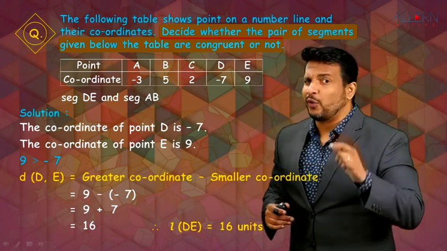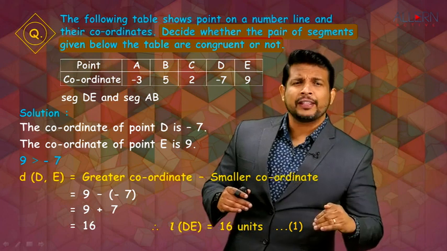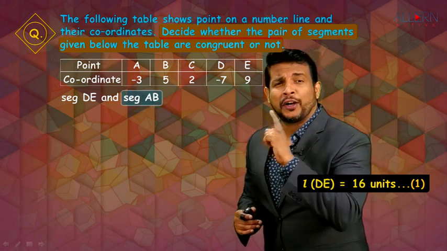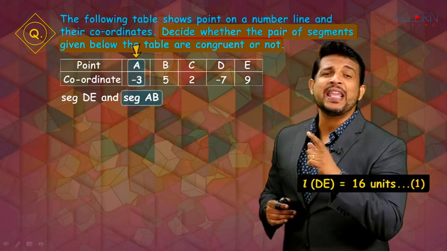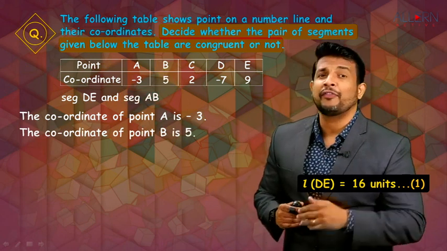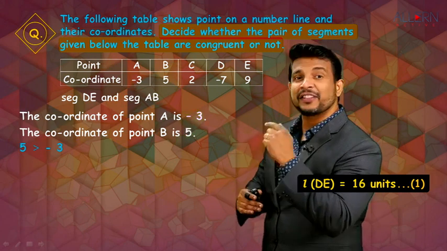Now what next? You are very correct. We need to find the length of AB. Let's find that. We mark this as result number 1. So AB, how do we get that? We need to know the coordinate of A and the coordinate of B. Let's write down. The coordinate of A is -3. The coordinate of B is 5. Now 5 is greater, -3 is smaller, so we write 5 is greater than -3.